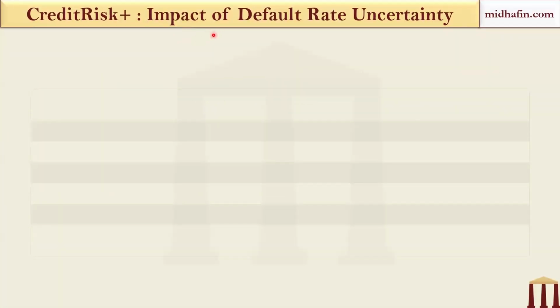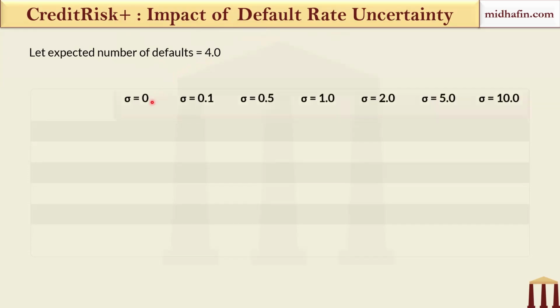Now let us look at how default rate uncertainty affects the value at risk, or VaR, in CreditRisk+. So this slide will show a very simple but powerful example regarding what happens when the expected number of defaults is 4. So this is the assumption, but the uncertainty across that rate increases. So let's discuss. This is the data that we have. We are varying sigma from 0 to 10, and we are seeing the effect on the number of defaults.